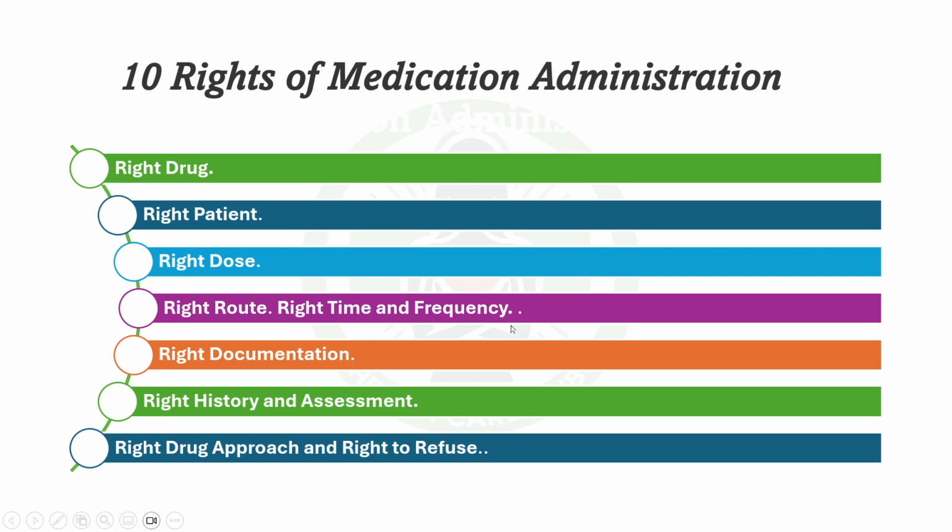Right route, right time and right frequency. Right route: a few medications will be given through the oral route, some through intramuscular, or some through the parenteral route. What is parenteral? Par means bypassing the GI tract, away from the gastrointestinal system. Parenteral means through IV injection, intramuscular, intradermal. Different routes of medication are there, except the oral route or the dulcolax suppository rectal route. Only if it is given through injections, that is called the parenteral route.